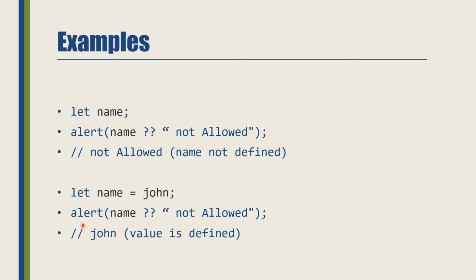This is basically the syntax to show comments. Here I am showing you the output in the form of comments, so that you can understand that the output will be John. In this case, the output is John as the value is defined. In this other case, the output was "not allowed" as the name value is not defined. We had no value for the name.